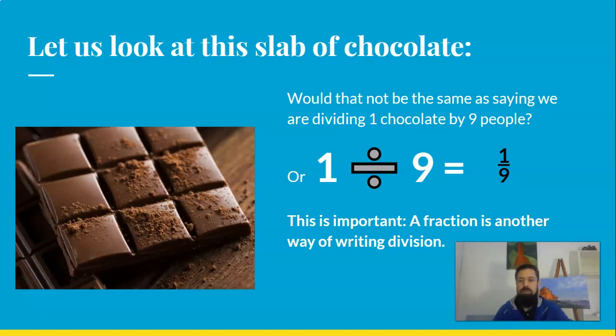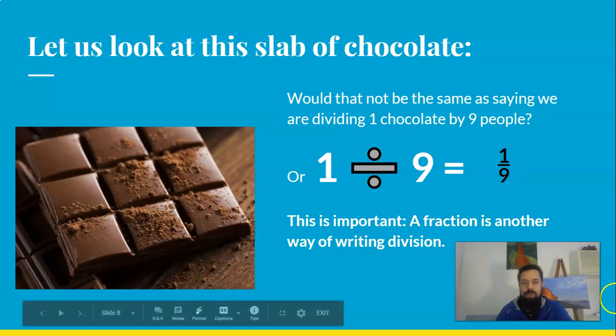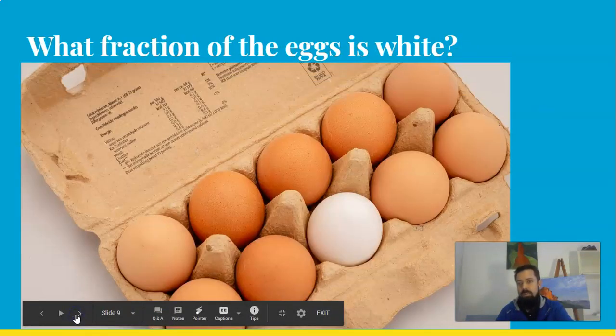It's just a different way of writing it. So 1 divided by 9 means the same thing as 1/9. Okay, a couple more things to do.